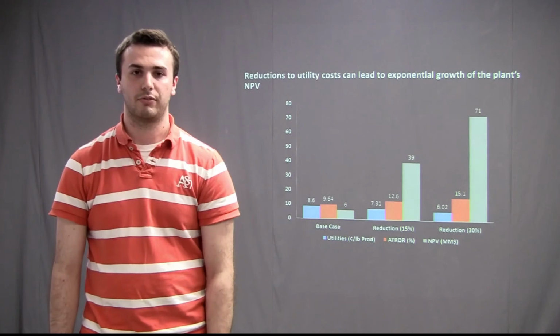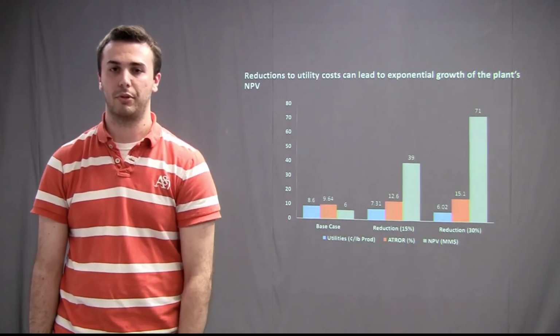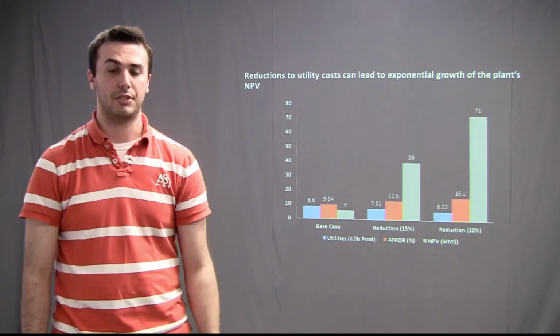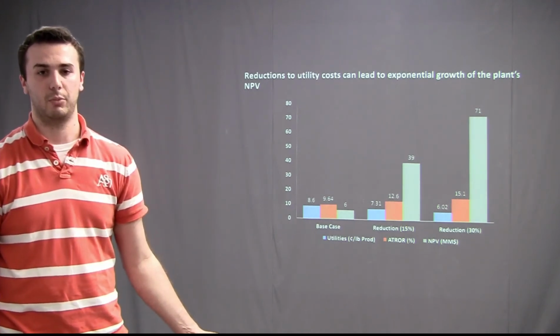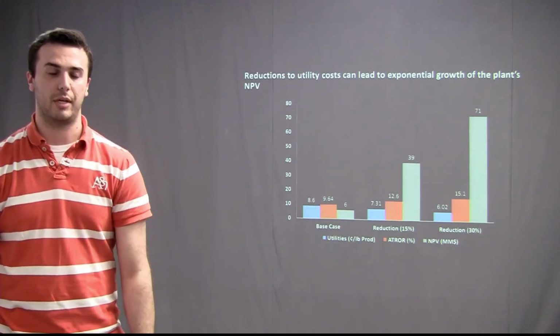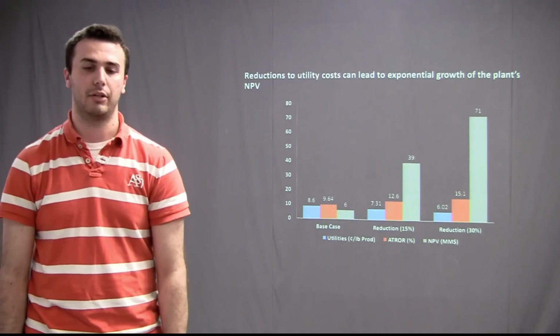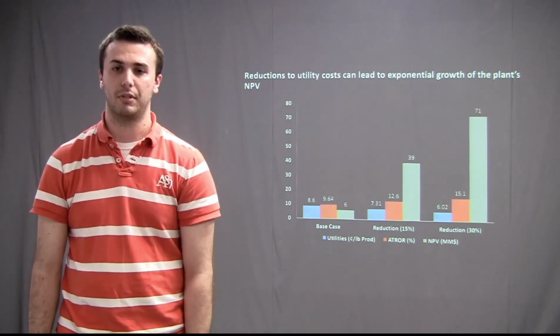Our main concern for our plant is to reduce the utility costs that can lead to exponential growth of the plant's NPV. As you can see, we have tested our base case utility costs and we have reduced them by 15% and 30%. In doing so, we were able to increase our ATROR and our NPV. Recommendations to lower utility costs can be done through the replacement of cryogenic units.